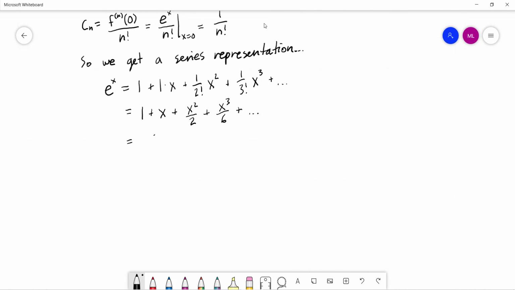And generically, it's the sum. If we write our whole big formula out, our closed form representation of this, it's the sum from n equals 0 to infinity of x to the n over n factorial. Okay, so this is our representation of e to the x. This is what the first few terms look like if you actually write out the numbers. But the pattern is it's always n factorial in the denominator.